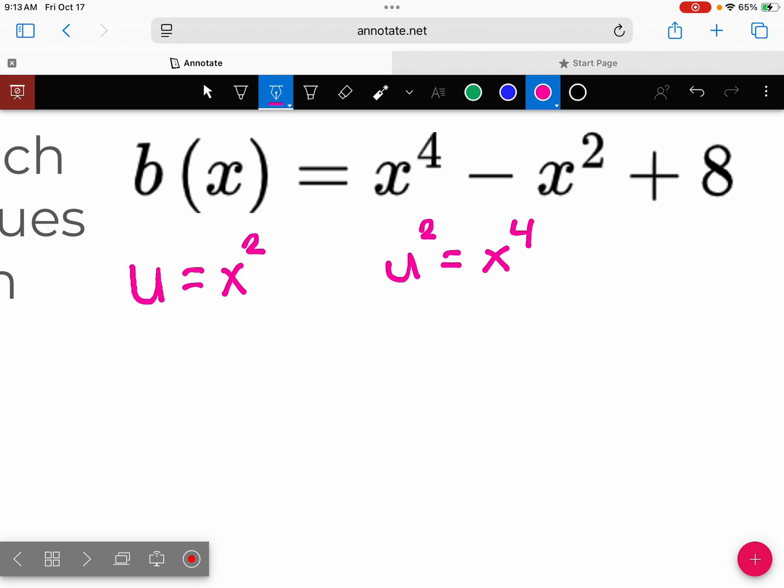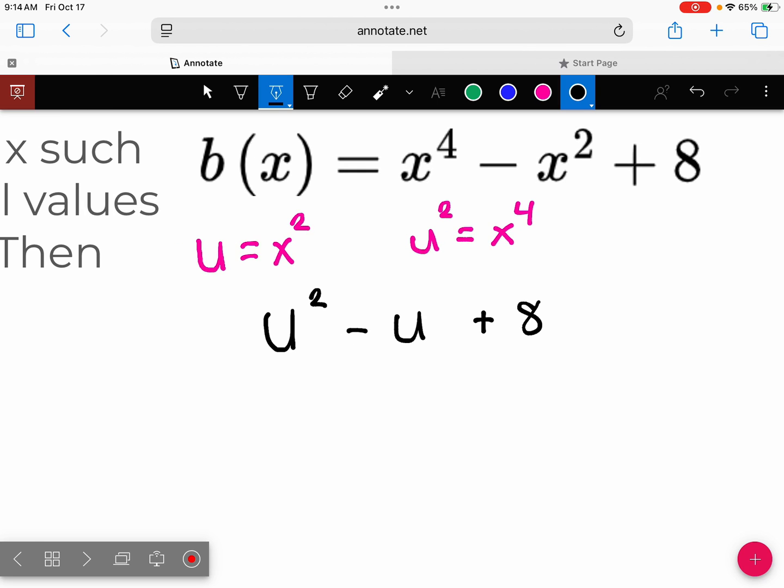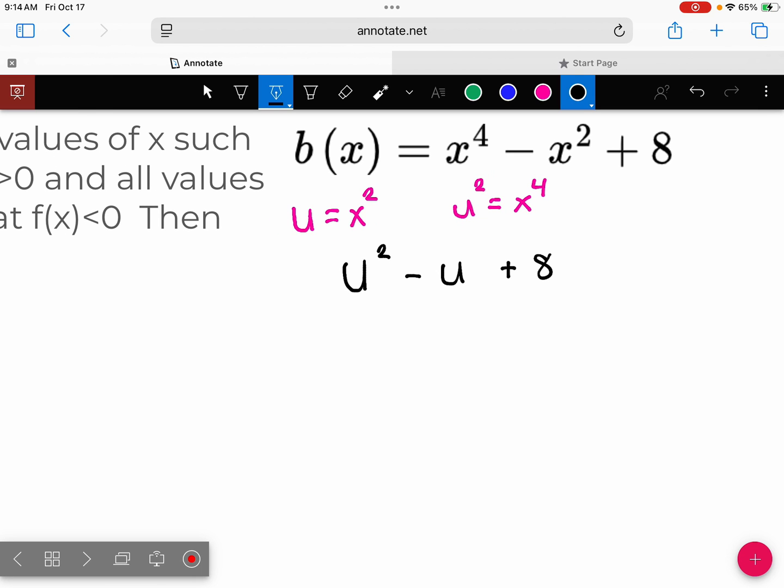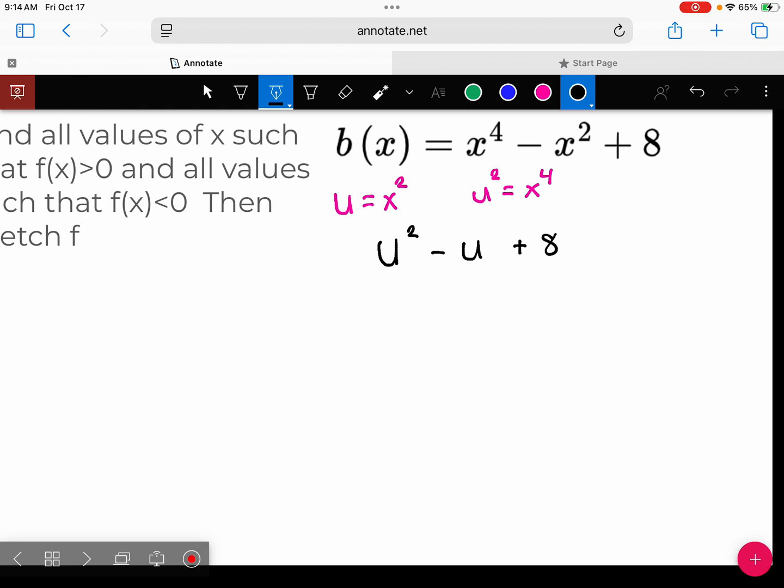So if I swap those out, if I do a u substitution here, our equation is really going to be u squared minus u plus 8. So we can go through this way. We're not going to do the whole sketch in the graph on this one because honestly, this one doesn't factor very nicely. And it's super gross and we'd have to do quadratic formula and I don't want to. The ones that have u substitution on the homework do factor nicely.